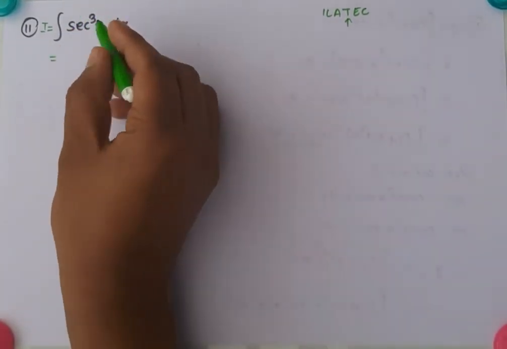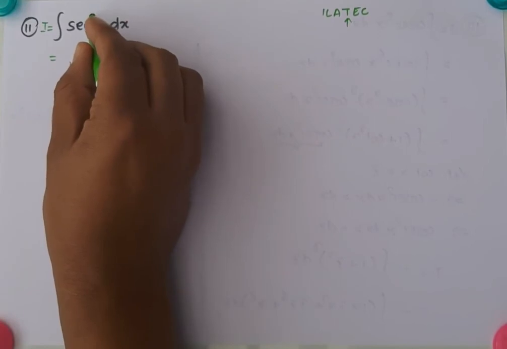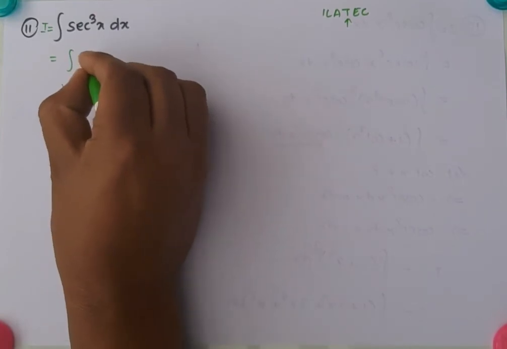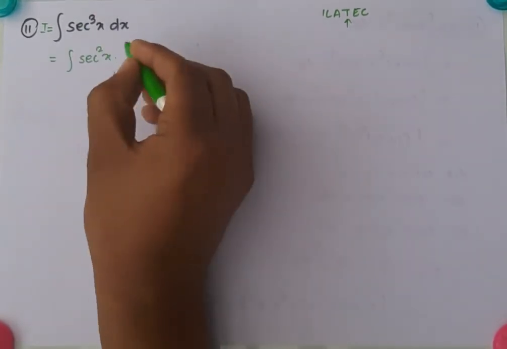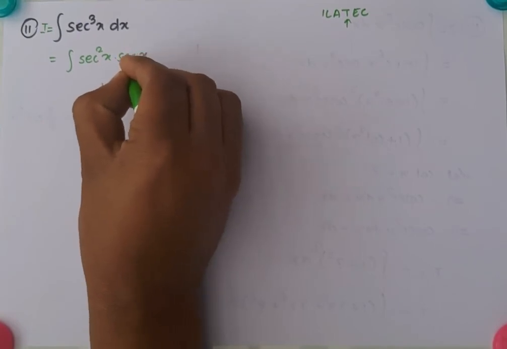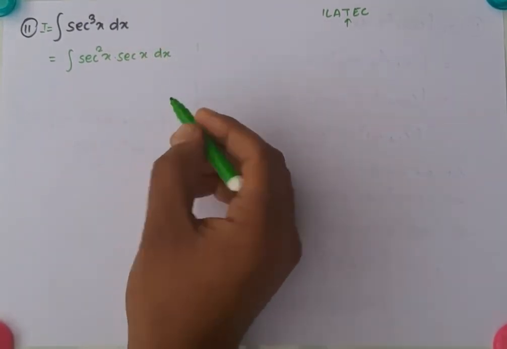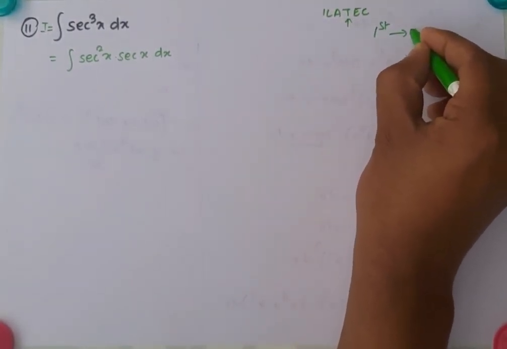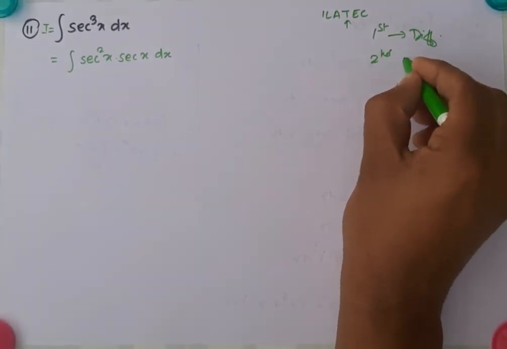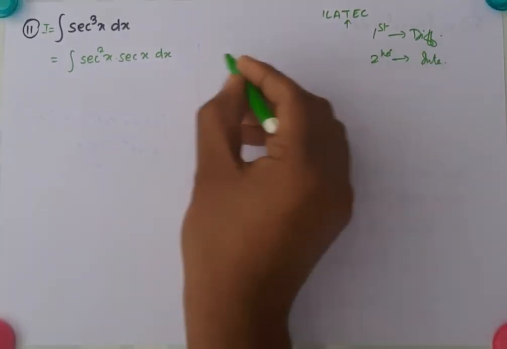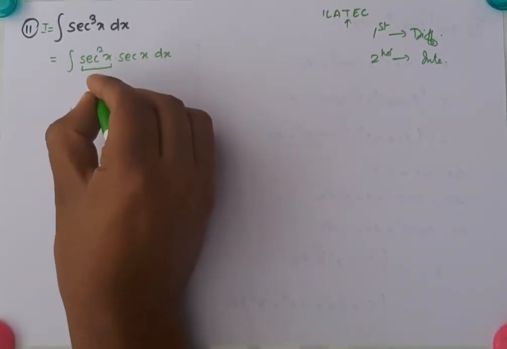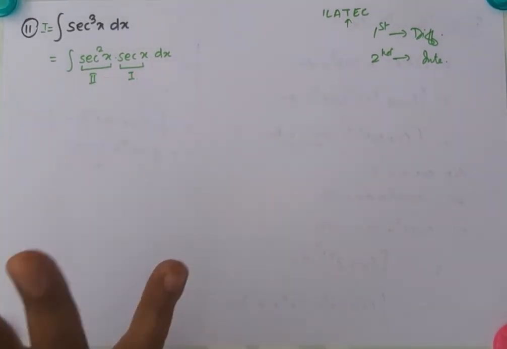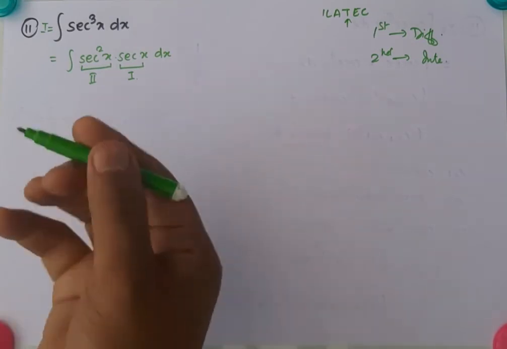No matter what power you have, whether the power is 5 or 7, what you have to do here is first write sec square x and write down the leftover. So here we get the leftover to be sec x dx. All of you know that the first function will be differentiated and the second function will be integrated. So whenever you get sec square, you will always treat this as the second function, and the remaining one will be treated as the first function. That's the only hint.